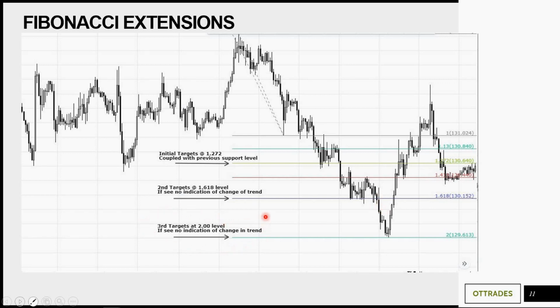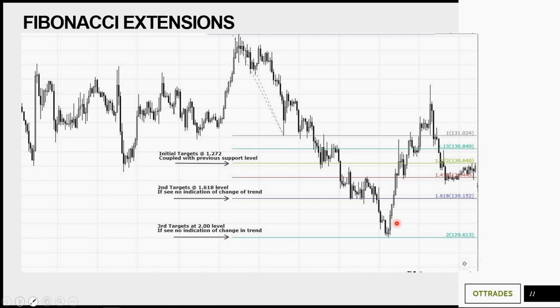And then third targets could be set at the 200% level. Again, if we don't see any indication of change in trend at this point, we just leave the trade running and set third targets at this 200% level. And you can see again here how well that 200% level acts as a support level, hitting it exactly before the trend obviously retraces. We get a bullish engulfing candle here with a large high momentum bullish candle here, which could be our reason to get out of this trade now. Or if we're just trailing the stops down, just trail the stops and wait until they're hit.